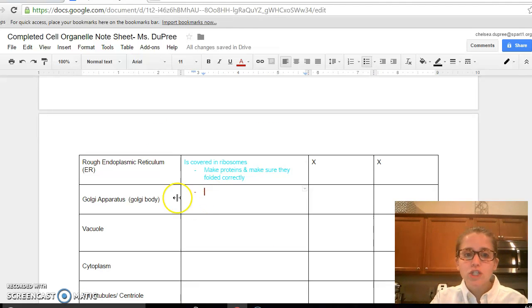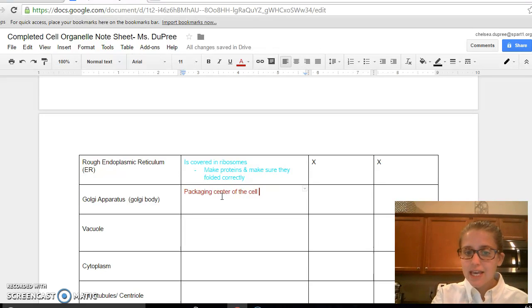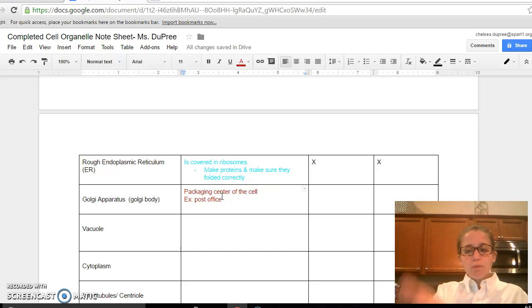Next up is the Golgi apparatus, or sometimes called the Golgi body. Okay? And the Golgi body is the packaging center of the cell. If we were going to give him an analogy, he's almost like the post office. Things go to the post office. They get put in all these nice neat little packages, and then they get sent wherever they need to go, all across the world and all across America.